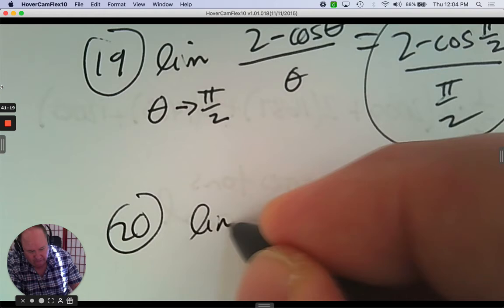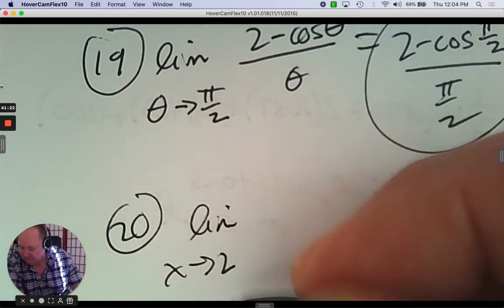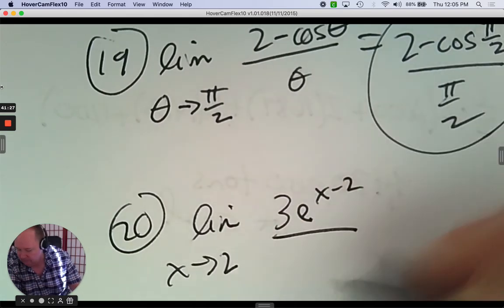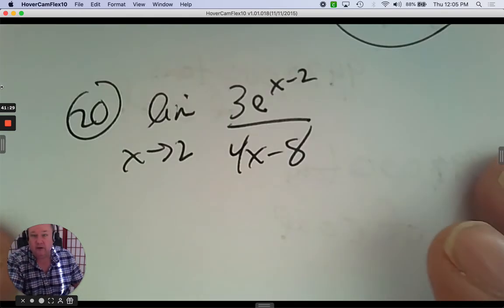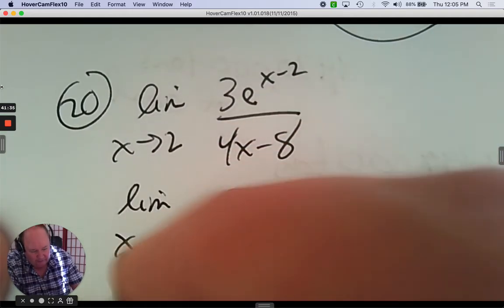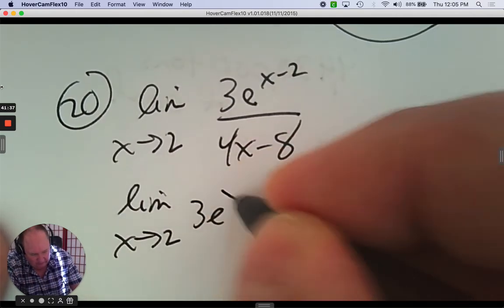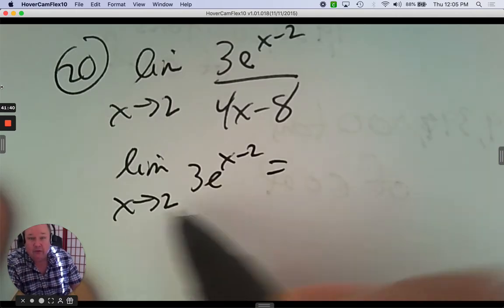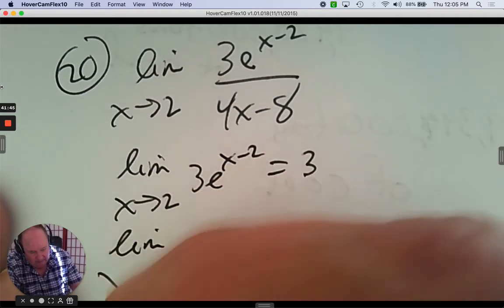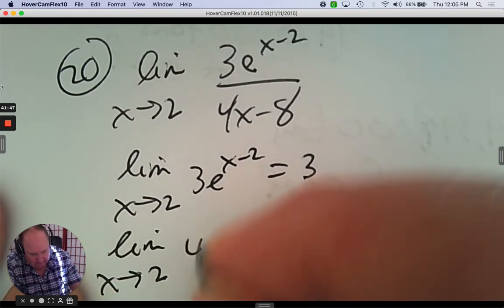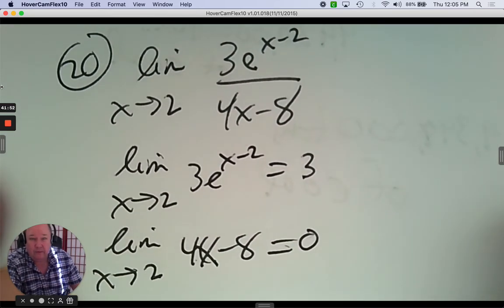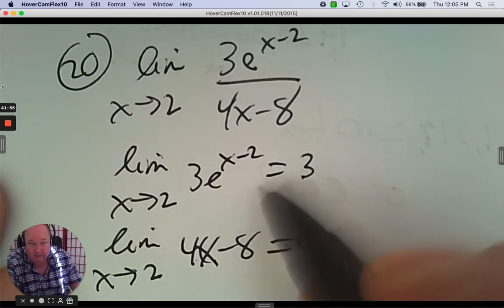The limit as x approaches 2, 3e to the x subtract 2, 4x subtract 8. So we're going to solve this. Again, if I substitute, think of it as the numerator and denominator. So let's separate it so you can see it. So plug 2 in here and you get the answer 3. If I plug 2 into the denominator, you get the answer 0. This is not indeterminate. This is 3 over 0.